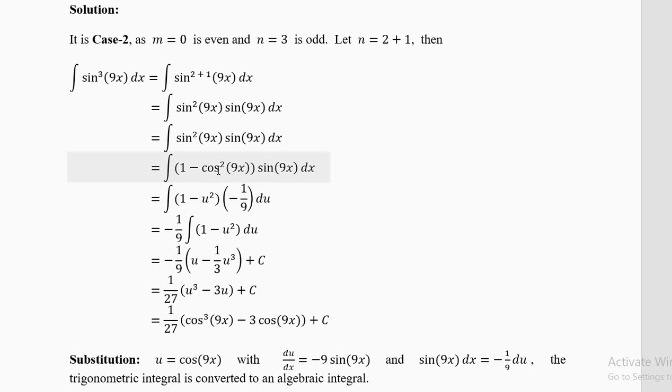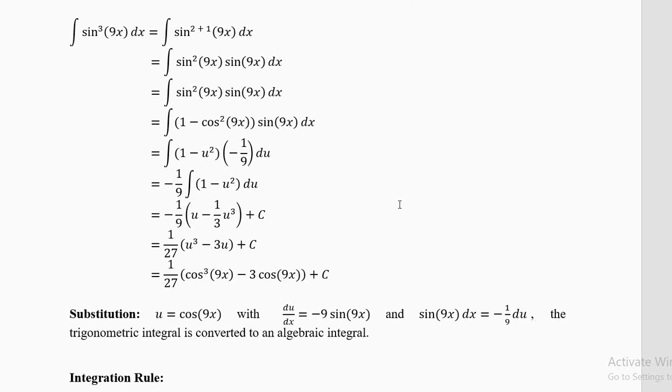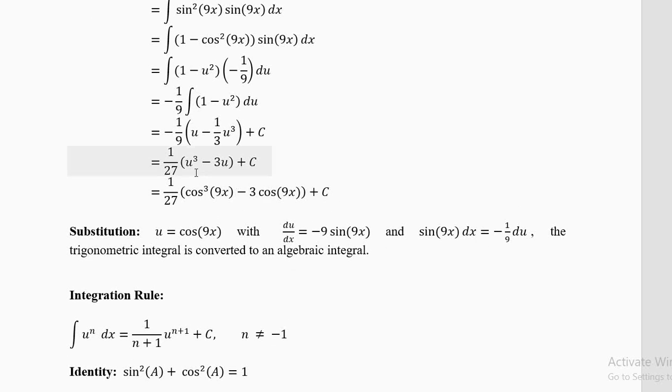Now derivative of cosine is minus sine with the number. That number and the minus sign can be adjusted. So you put u equal to cosine 9x and sine 9x dx is minus 1 over 9 du. Now after substitution you'll get 1 minus u square. This minus 1 over 9 is outside. Now this can be integrated. You'll get u minus 1 over 3u cube, and you'll get 3u minus u cube. Take the minus sign inside, you'll get u cube minus 3u.